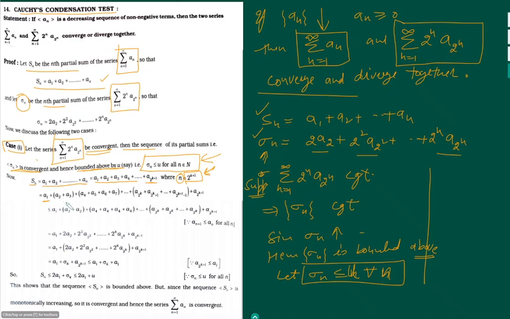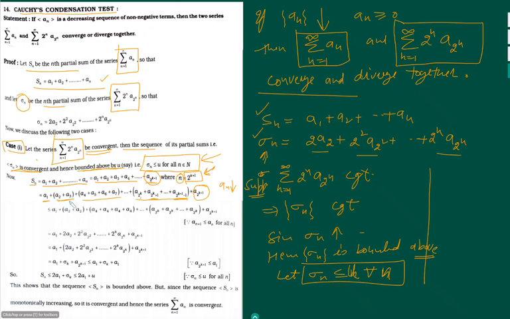So a1 plus a2 plus a3 plus up to a of 2 raised to the power k plus 1, this you can write as a1, then the next two terms a2 plus a3, then the next four terms a4 plus a5 plus a6 plus a7, then the next 8 terms, and so on. In the end you have a of 2 raised to the power k plus 1 minus 1, and then the last term a of 2 raised to the power k plus 1. All right. So this is less than or equal to, since the sequence an is monotonically decreasing.